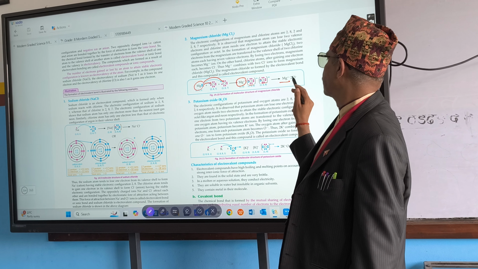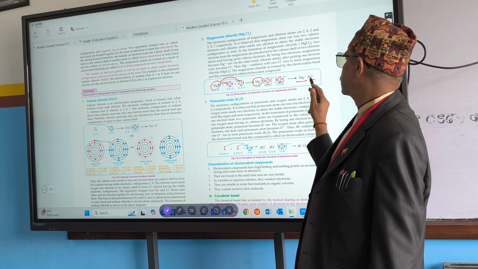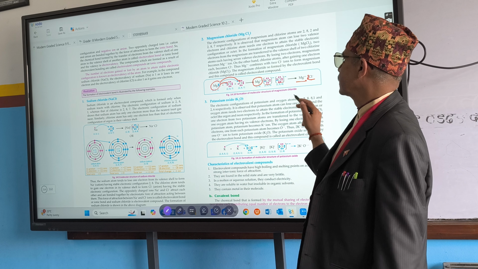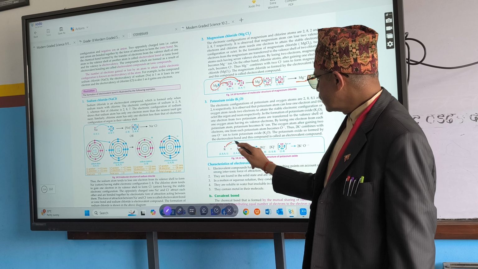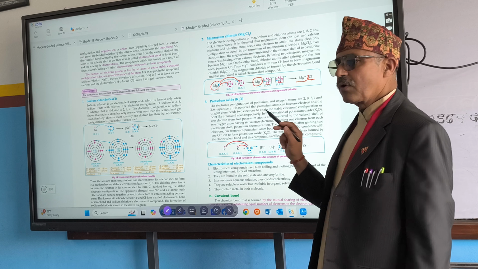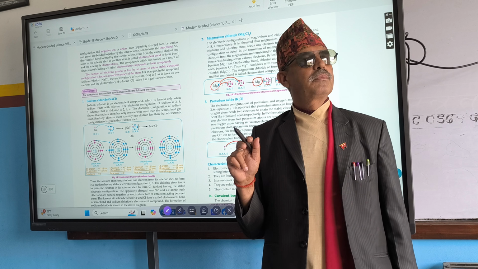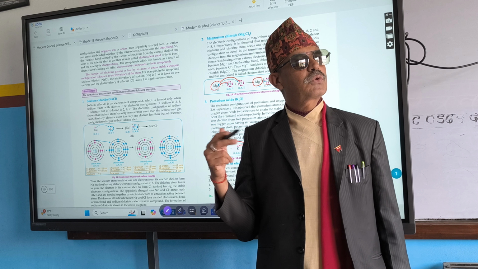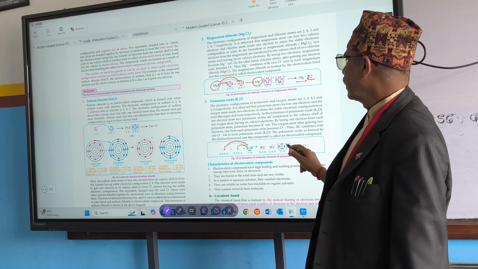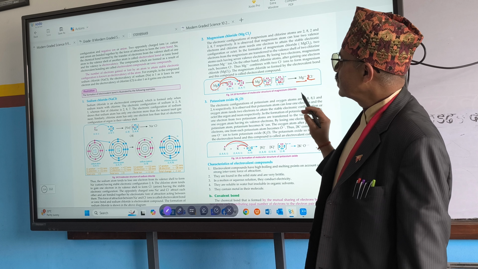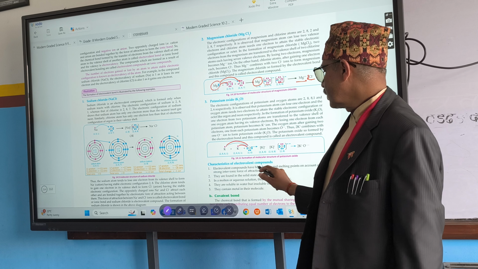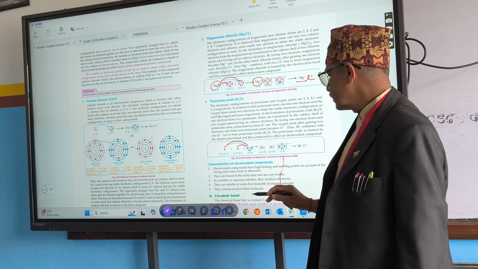So Mg++, and Cl to Cl minus. There is transfer of electrons from the valence shell of one atom to another one. That's why it is called electrovalent bond. And the characteristics of electrovalent compounds are also discussed.